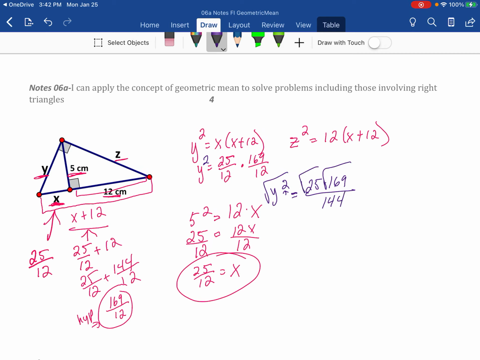So when I do take my square roots, I can take the square root of each individual part. Y is equal to 5 times 13 over 12. So my y value is going to be 65 over 12.